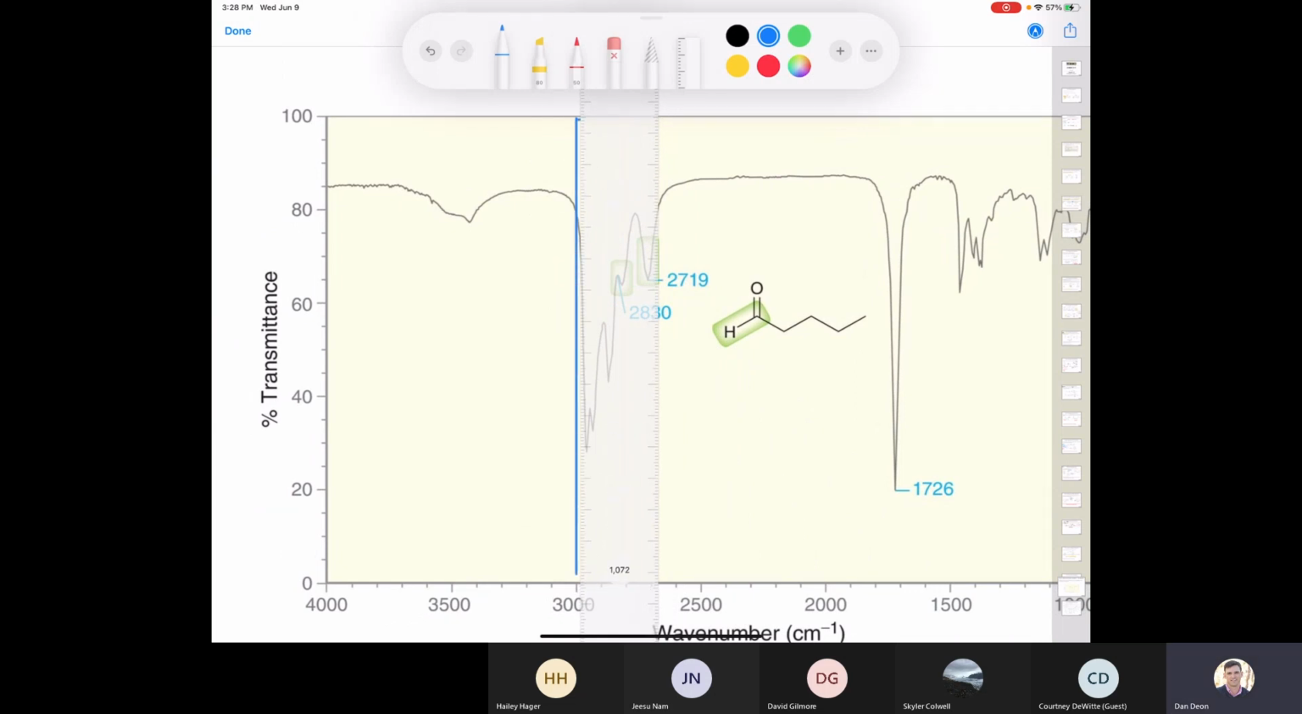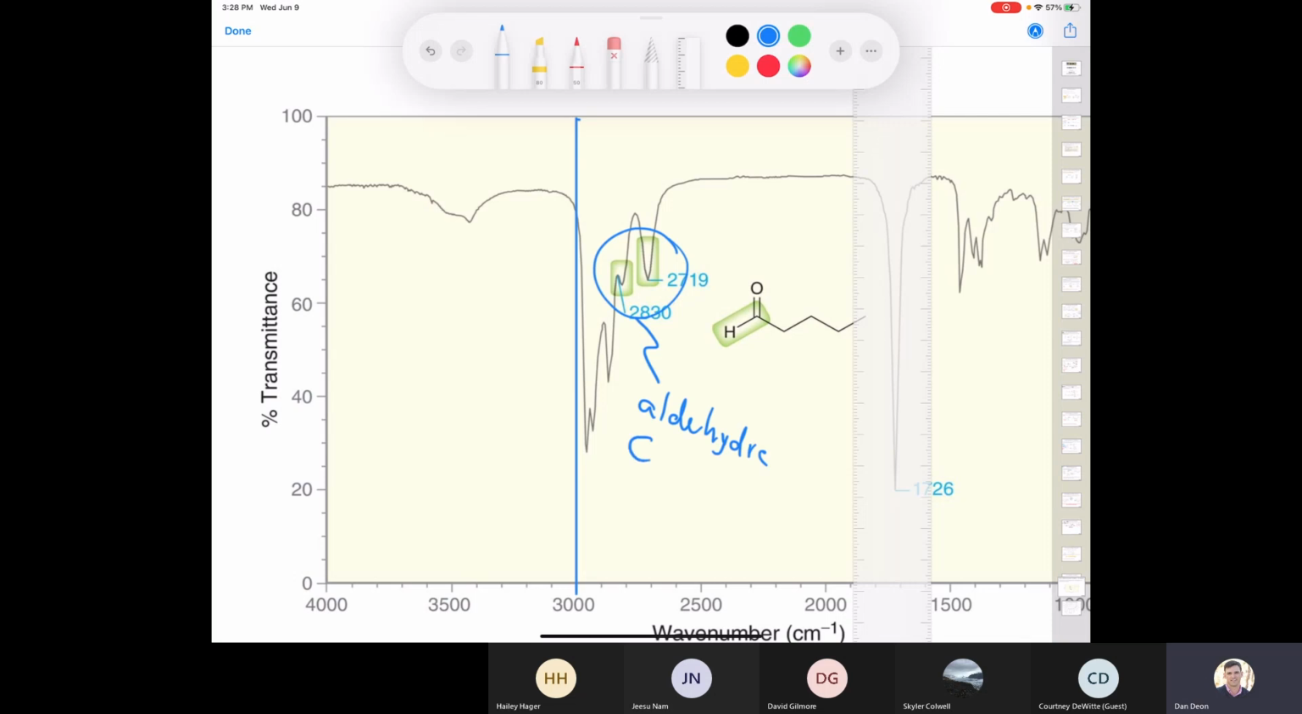So if we draw a line here, this is 3000. What is this? That's 2900. Now, what is it? 26, 27, 28. So yes, 28, 30, right? And then here we have 27, 19. So these are the aldehydic carbon hydrogen stretches. We call that aldehydic CH stretching. And there's always 2 of them. That's kind of a dead giveaway for an aldehyde.